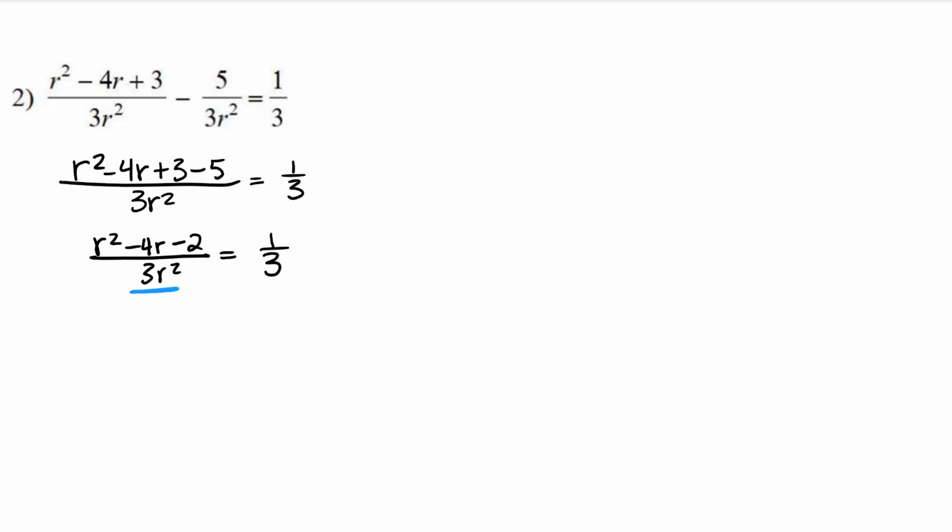Now it's quite clear to see my LCM is 3r squared because 3 goes into 3r squared. So multiply both sides of the equation by 3r squared, or 3r squared over 1. You do not need to multiply by a special form of the number 1 because this is an equation. We have more freedom with an equation. We can do anything to an equation as long as you do it to the left and the right side.